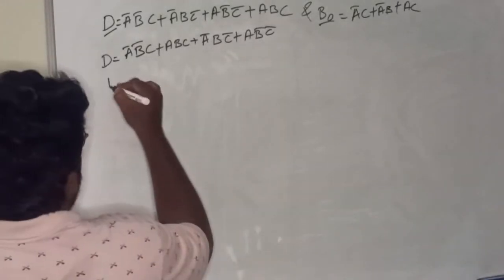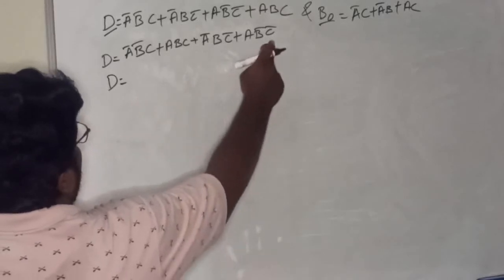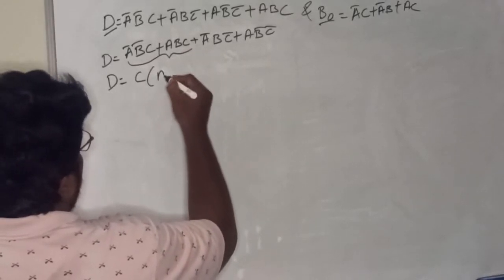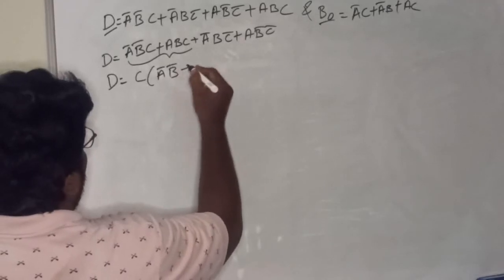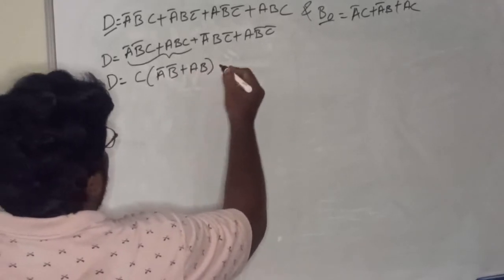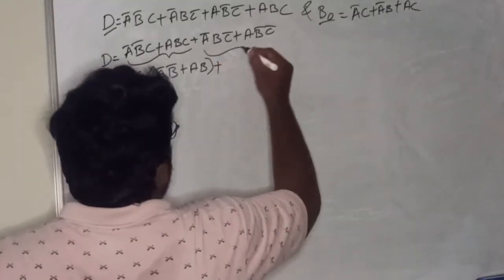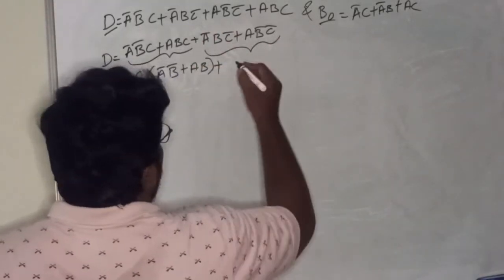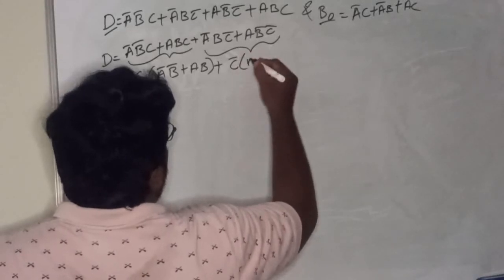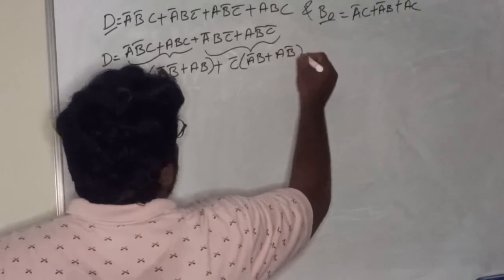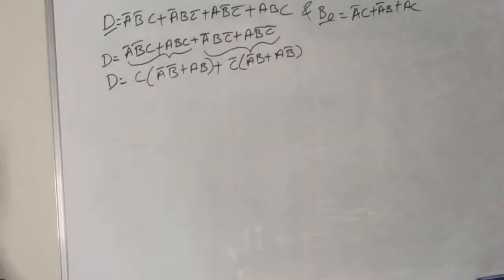So now D becomes, from these two terms, take C as common, then I will have A complement B complement plus A B, plus, from these two products, I have C complement as common and take it out, A complement B plus A B complement.